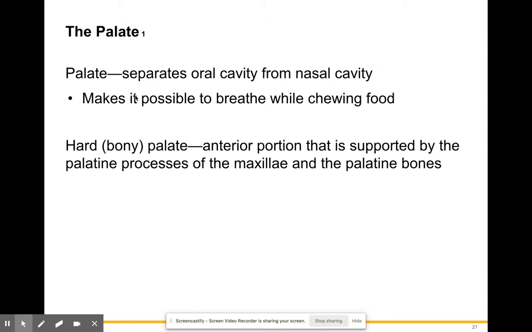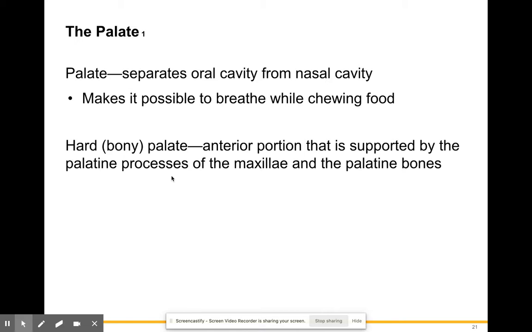Okay, the palate separates the oral cavity from the nasal cavity. All right, we don't want food getting into our sinuses, and we don't want what's in our sinuses necessarily getting into our mouth when we don't have to have it. Your palate makes it possible to breathe while you're chewing. You have a hard bony palate, like I said before, on the anterior portion, supported by the palatine process of the maxilla and the palatine bone. So the hard palate is made of the palatine process of the maxilla and the palatine bones.